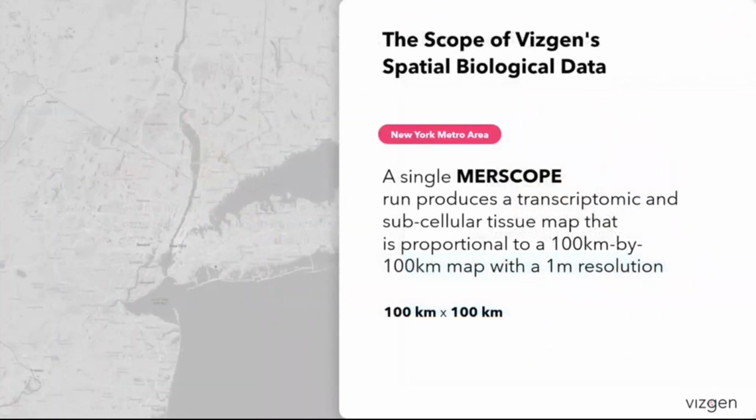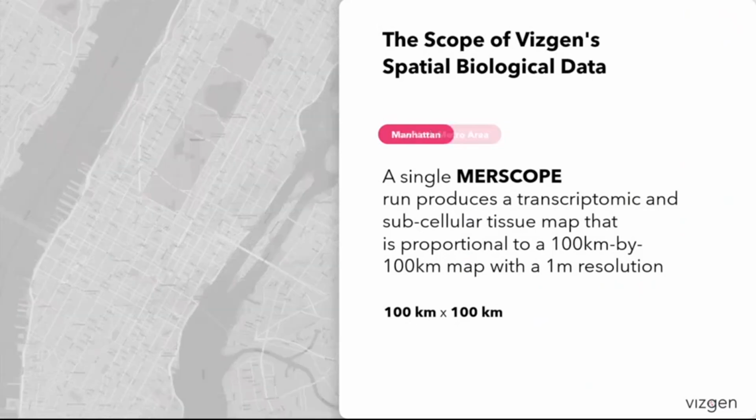So just to help you understand what kind of data you can get with one MERScope run, let's try and compare it to this map of New York City. Let's say that one transcriptomic run with MERScope is this 100 by 100 kilometer map of New York City. So you can really see where you are. You don't have any details, but you know you're in New York. You can see Newark. You've got 1 meter resolution. So this is what we would call a whole tissue view, an overview of what organ you're working on, what it looks like.